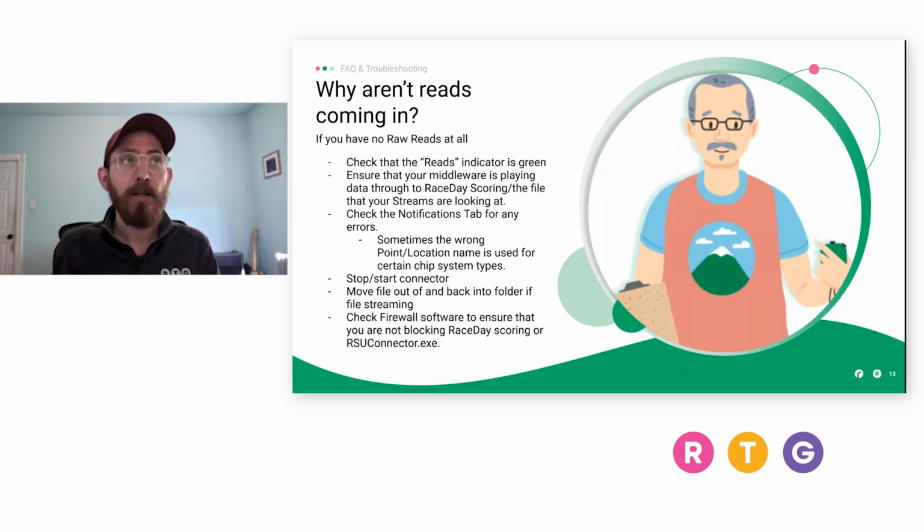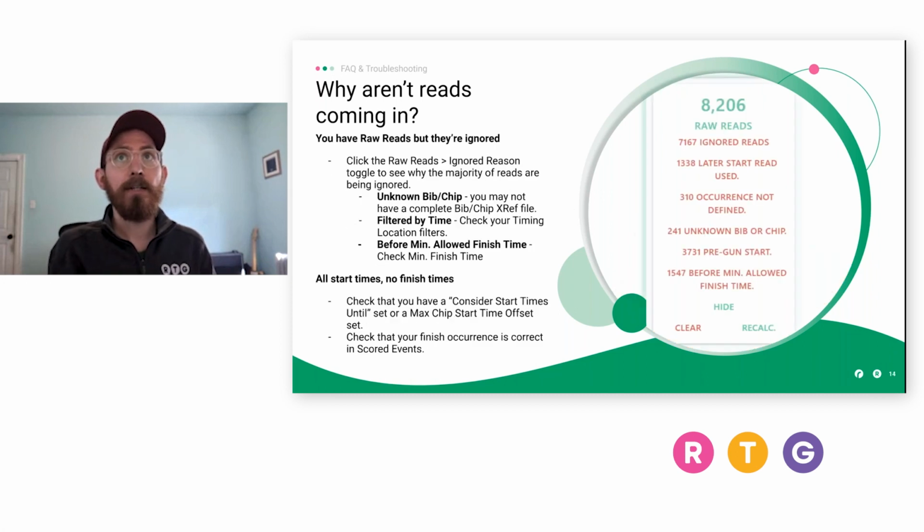So let's say you do have raw reads. You can see the count in the top right, but all of them are ignored for some reason. If you click that count of ignored reasons, it'll slide down, and it'll tell you why all of these reads are being ignored. As you maybe know, there are a lot of different reasons why raw reads could be ignored in RaceDay scoring. The common ones when it happens in mass, where nothing is being accepted, the first one is unknown. Everything is unknown. So that's a big problem.